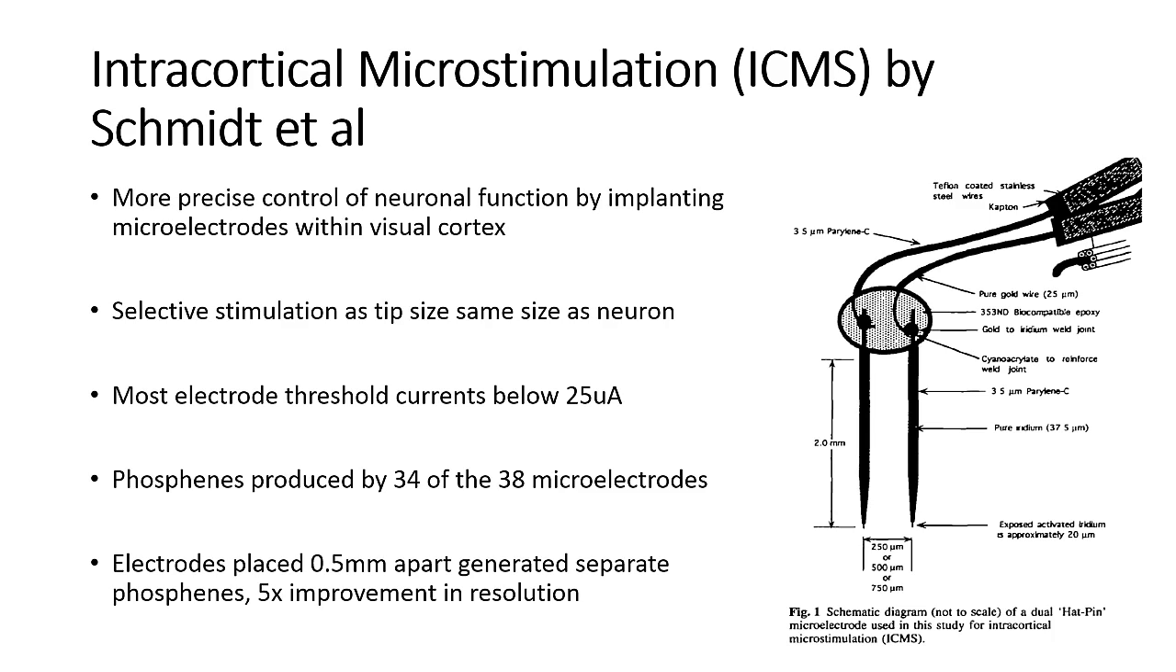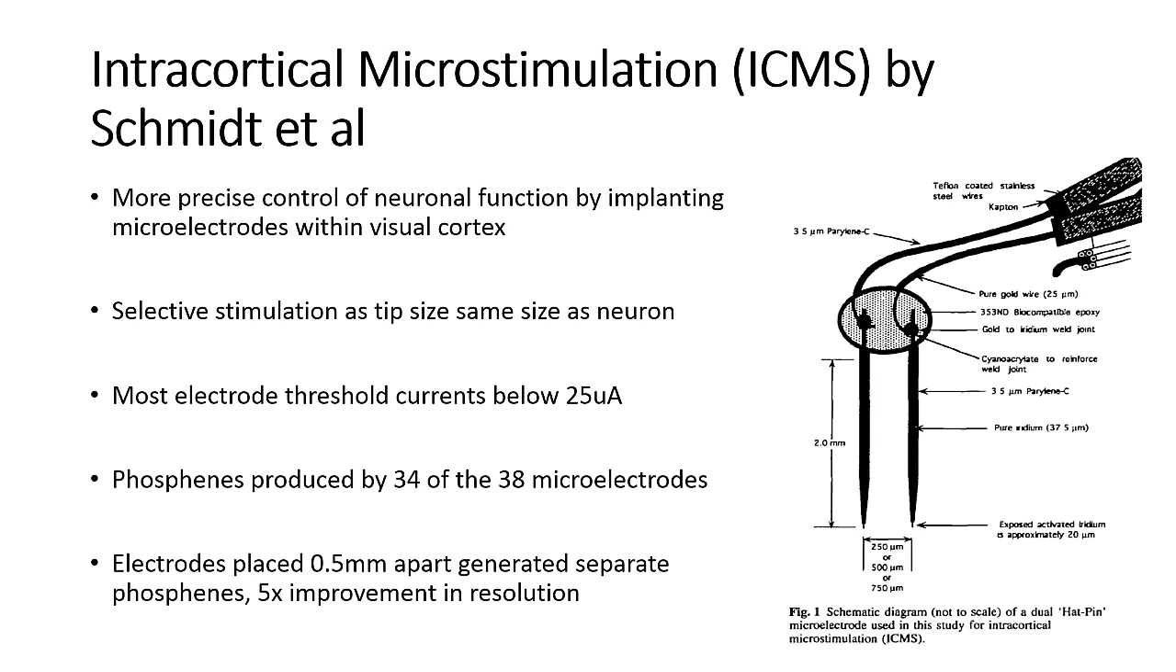Then in the 1990s, a group at the National Institute of Health, headed by Dr. E.M. Smith, published a paper describing the parameters for intracortical microstimulation. They were motivated to do so by reports of low stimulation thresholds by using this method for stimulating the visual cortex in primates. They found that more precise control of the neuronal function was possible by implanting microelectrodes.